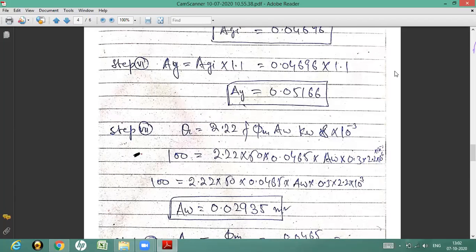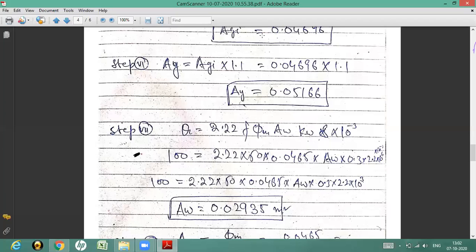0.05148. Exactly. Clear? So after calculating all the dimensions, and these all dimensions are under the category of the main dimensions or magnetic frame dimensions or overall design. So this is the first part that we had covered. We have to calculate the main dimension.